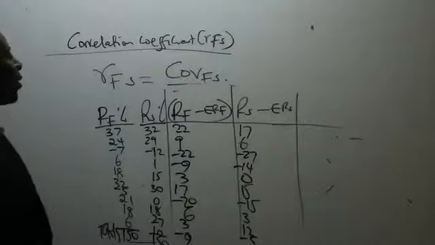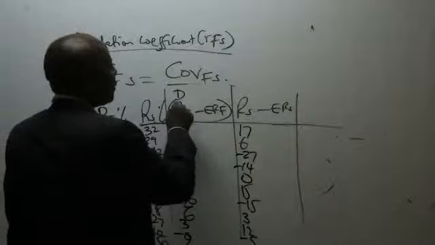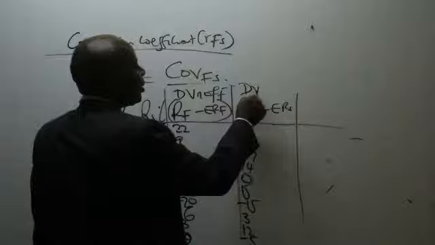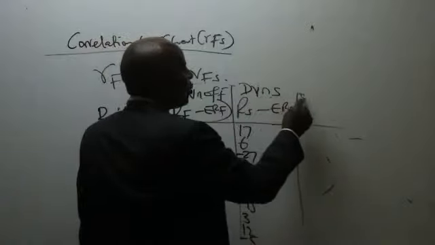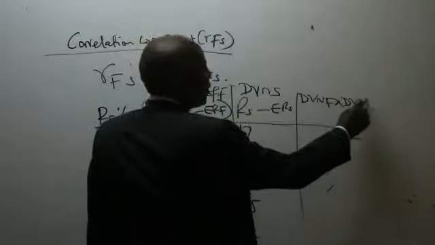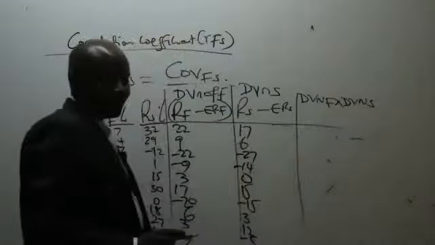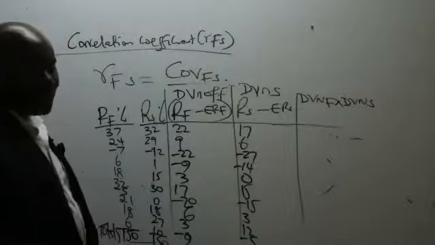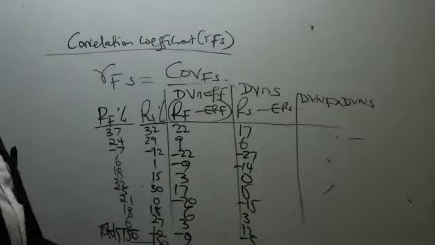Now from there, I know what should follow. If this is my deviation of F, and this is my deviation of S, what I need to do is create a column here for deviation F times deviation S. Please create a column for the two. Give me answers again very fast.